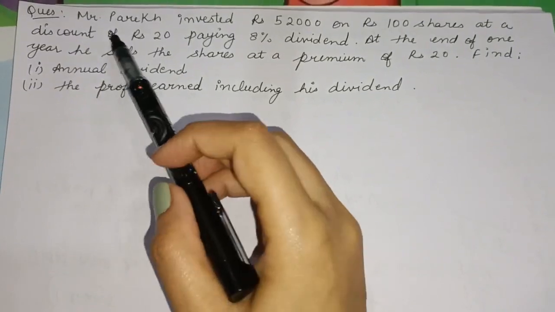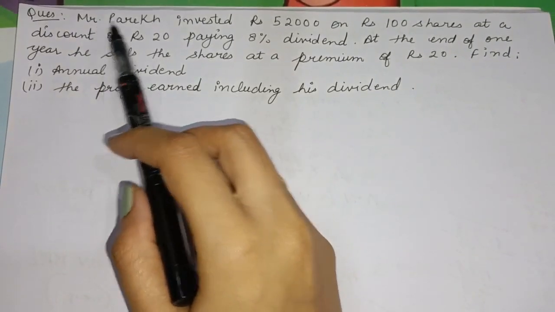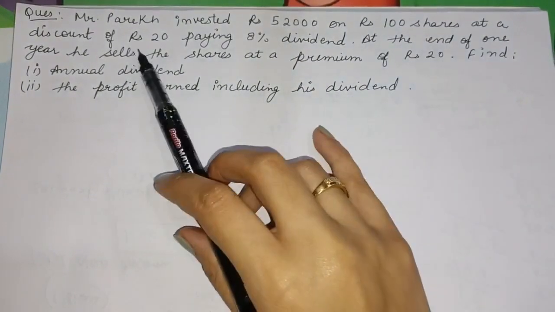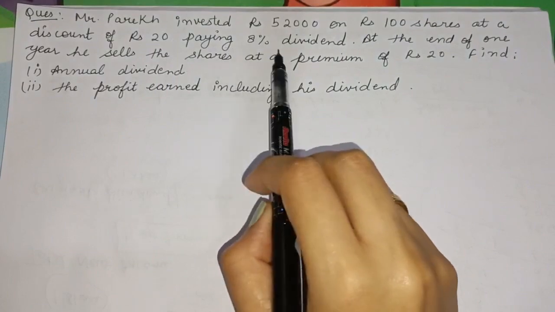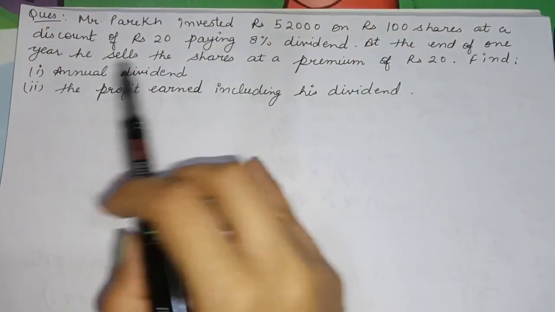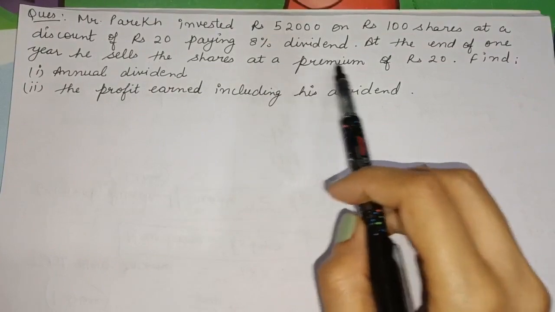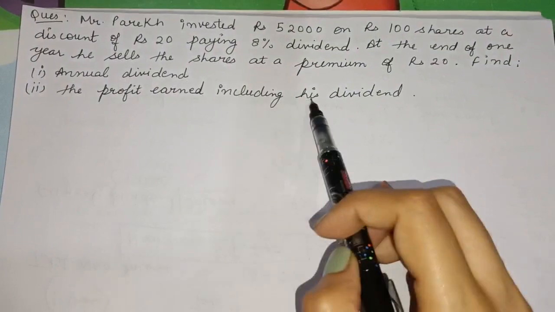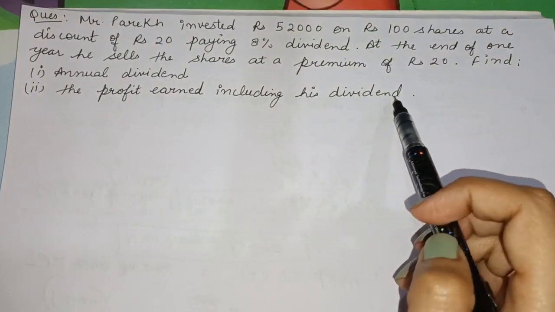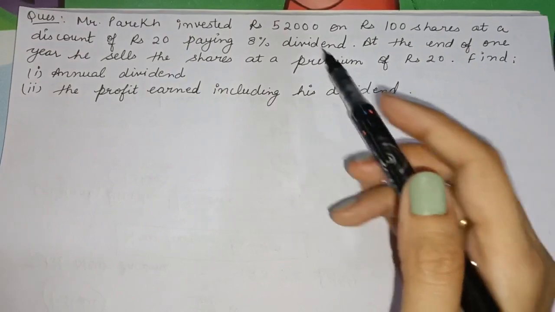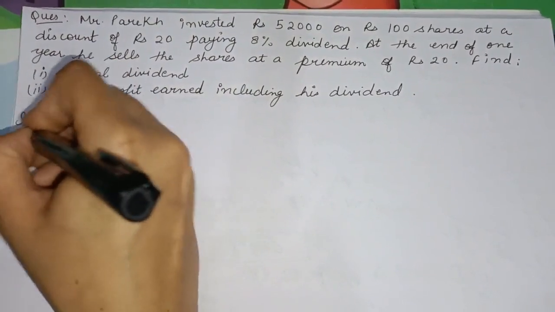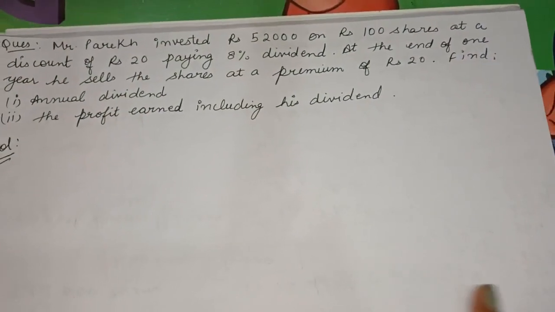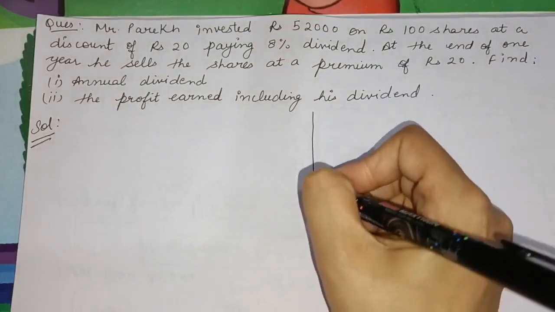Let's do the next question. The question is, Mr. Parekh invested rupees 52,000 on rupees 100 shares at a discount of rupees 20 paying 8% dividend. At the end of 1 year, he sells the shares at a premium of rupees 20. Find his annual dividend and the profit earned including his dividend. So first of all, let's write what is given to us. Here also two cases are there. First of all he is buying, then he is selling also. So accordingly we will write, so that there should not be any confusion.